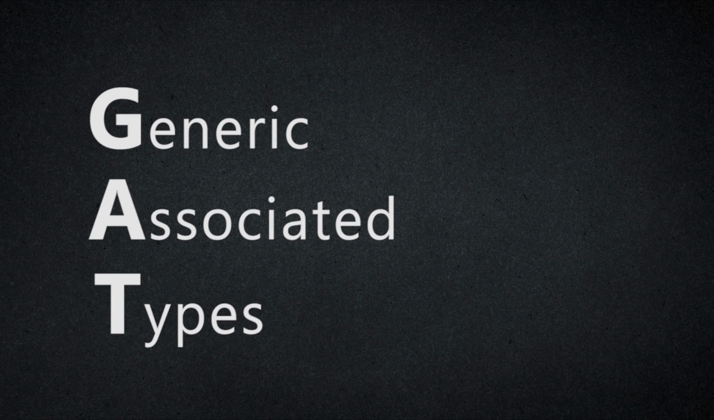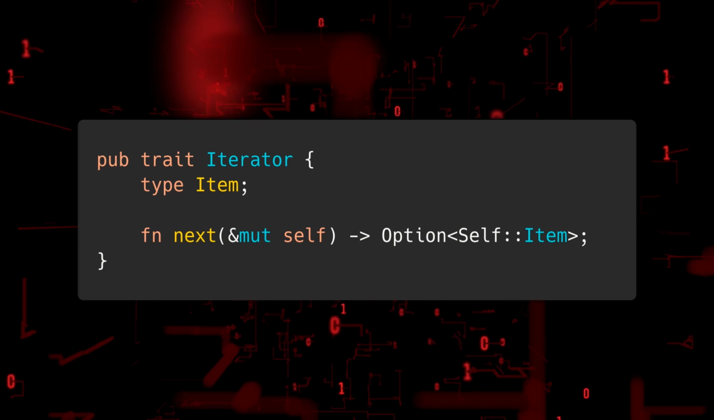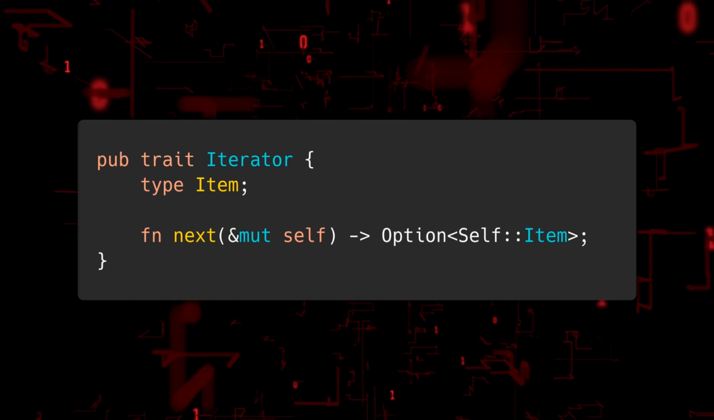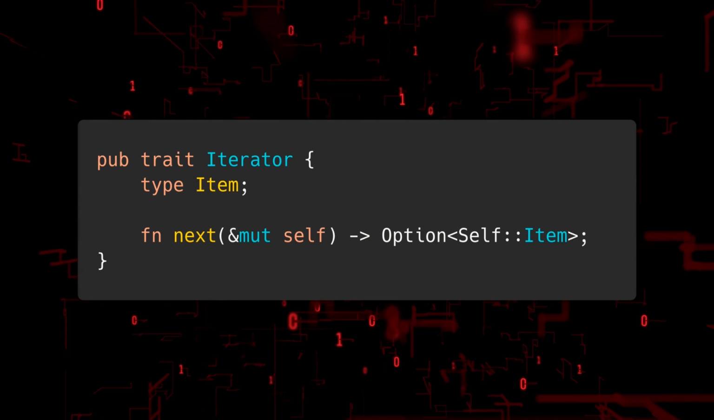The first major feature in this release is generic associated types, or GATs. Associated types are placeholder types or type aliases inside trait definitions. When implementing a trait, a concrete type is specified. For example, let's take a look at the iterator trait. It has an associated type called Item. Item is used as the return type when calling the next method.